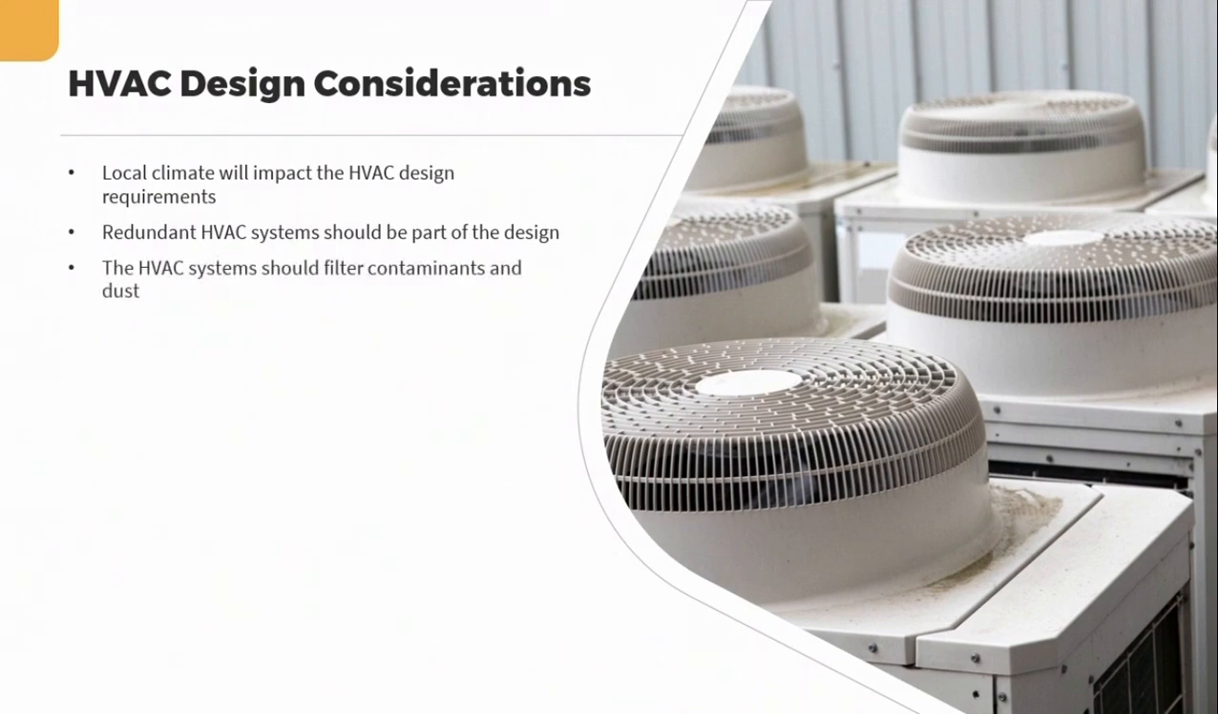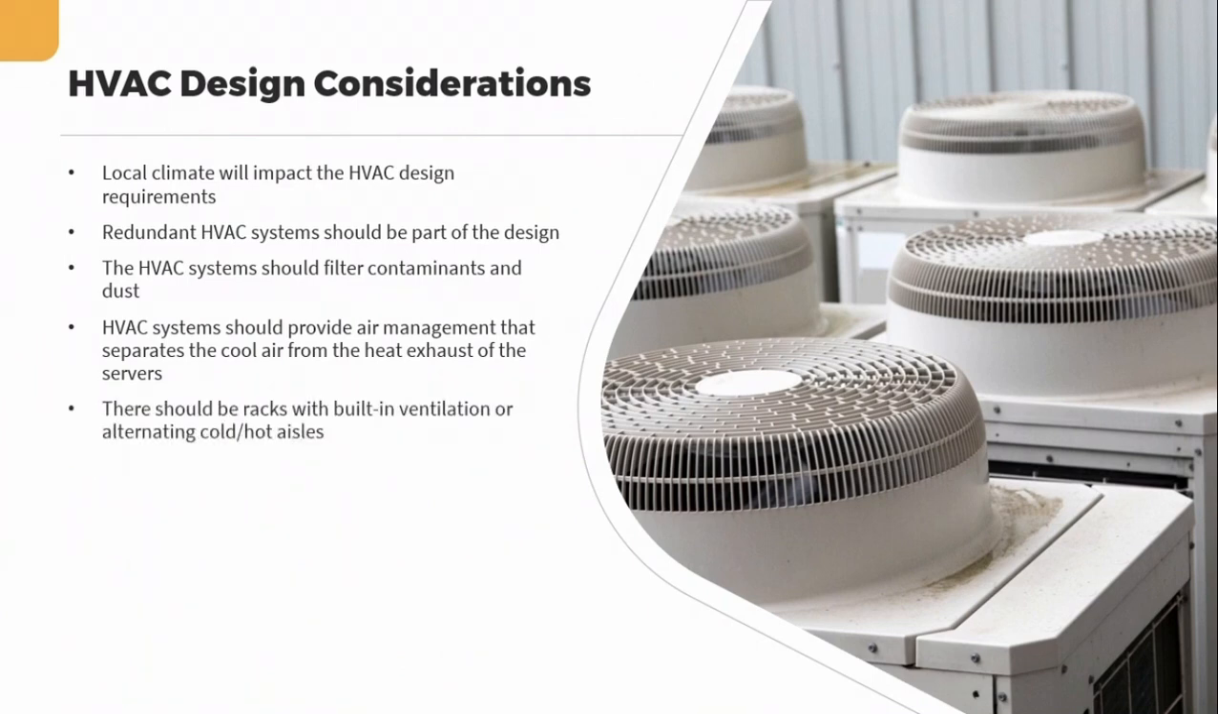The HVAC systems should filter contaminants and dust, and they should provide air management that separates the cool air from the heat exhaust of the servers. We'll see this in a moment. There should be racks with built-in ventilation or alternating cold and hot aisles. And today, we should definitely consider energy-efficient systems and, whenever possible, sustainable solutions.